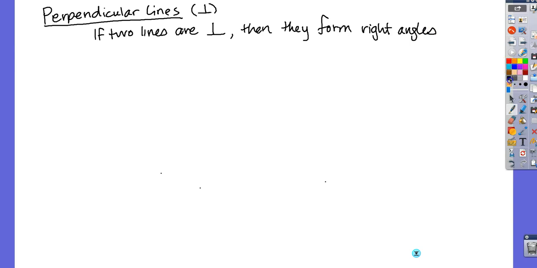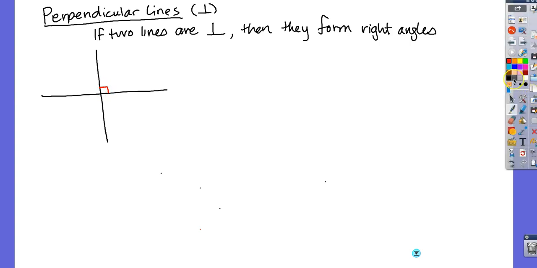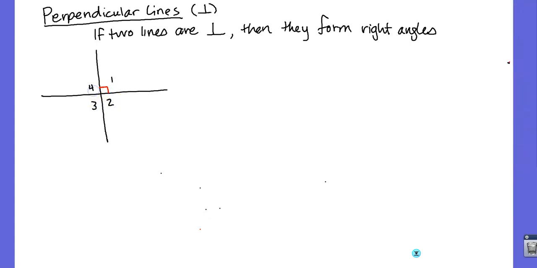Okay, so here we go. So here's my example. Here are my two lines. And if they're perpendicular, they form right angles. So let's look at that. Let's just say that one of those angles is right. And I'm going to number them 1, 2, 3, and 4. So from what we learned yesterday, 1 and 2 are a linear pair, which means they would be supplementary. So think about this. If 1 is a right angle, which means it's 90 degrees, and these are a linear pair, then that means they have to add up to 180, which means guess what?